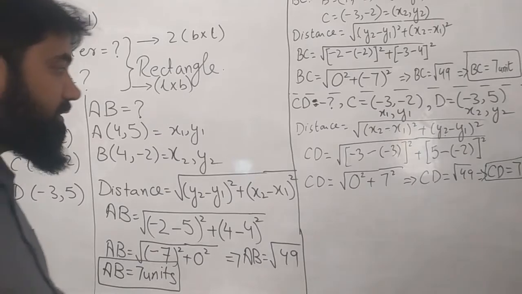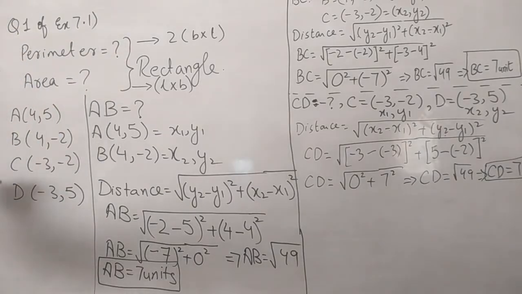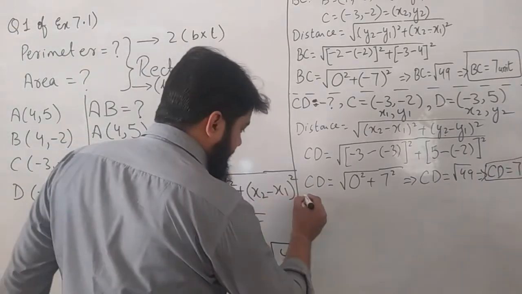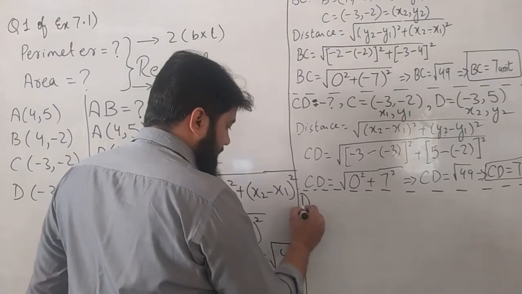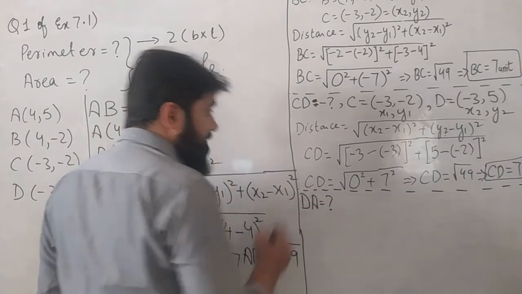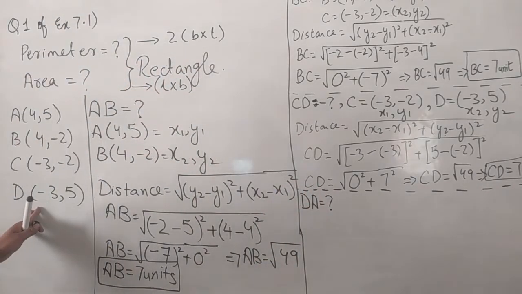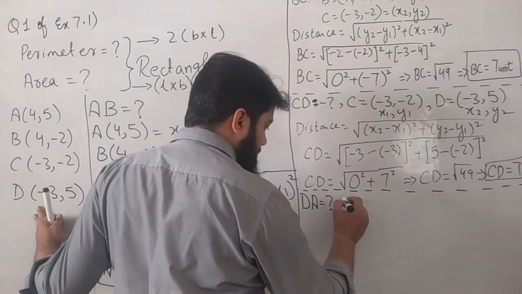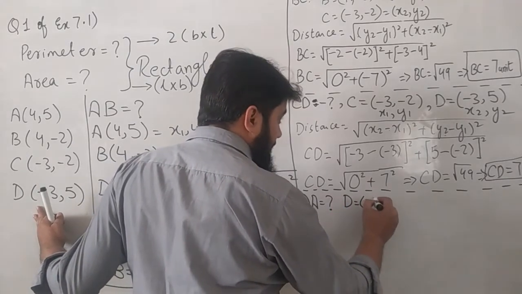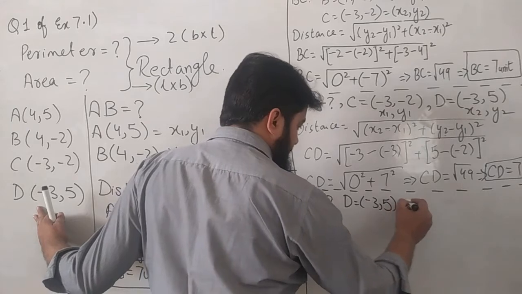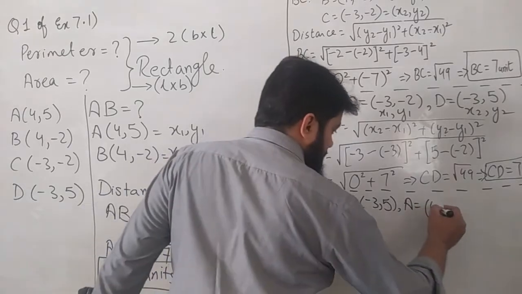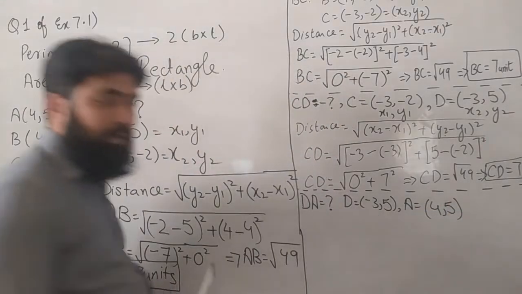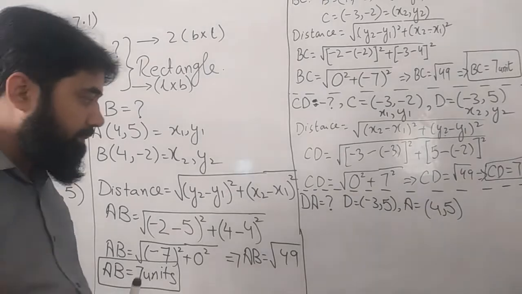Okay, so the last one which we are going to discuss is DA. DA or AD, it's your choice, whatever you want to write, it's totally your choice. So DA equals, which I have to find. Now the coordinate of D is given. D equals minus 3 comma 5, and the coordinate of A is given as 4 comma 5. Okay, these are the coordinates which are given to me.